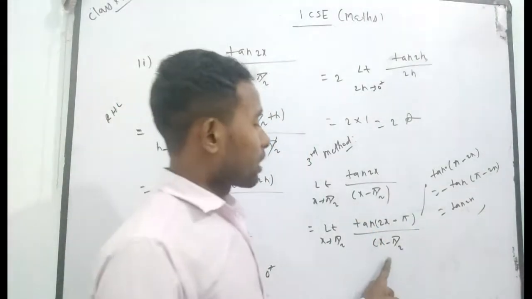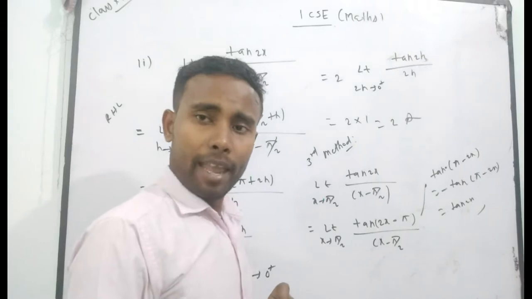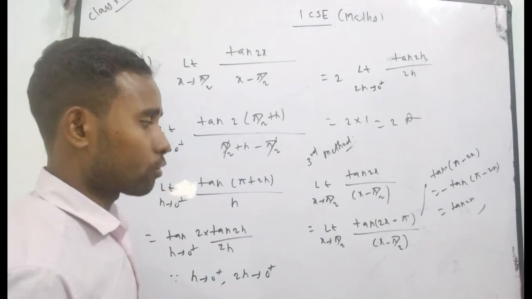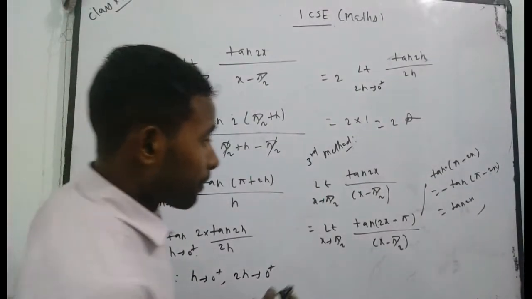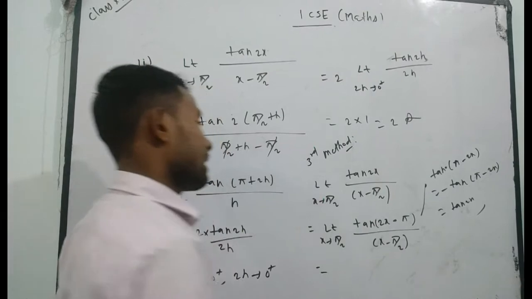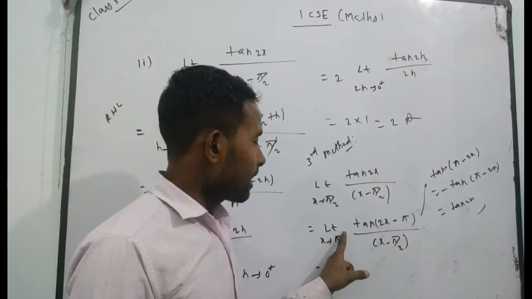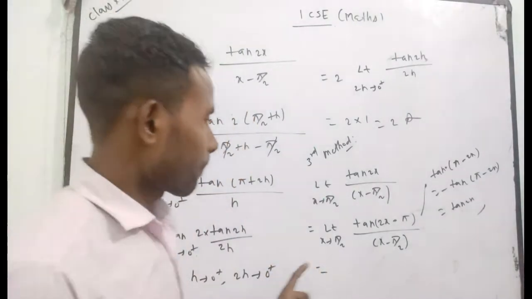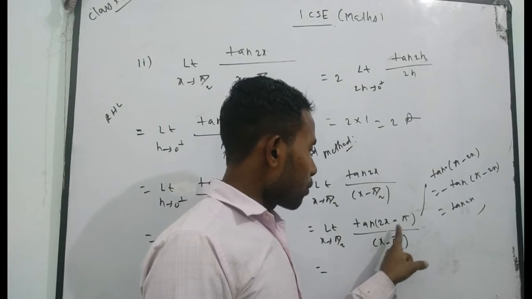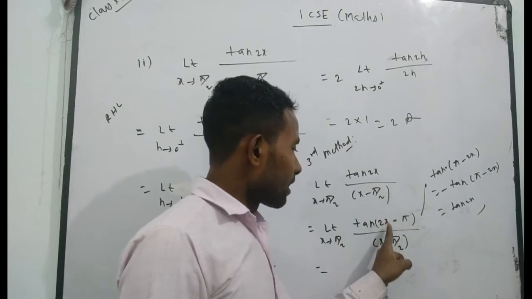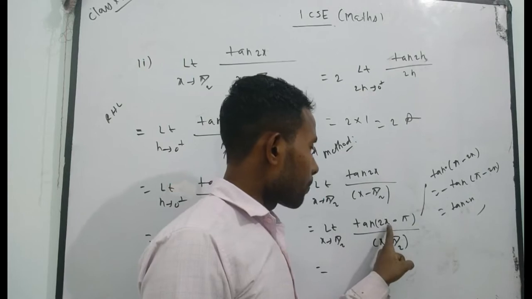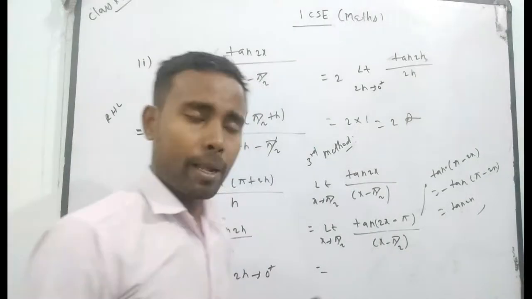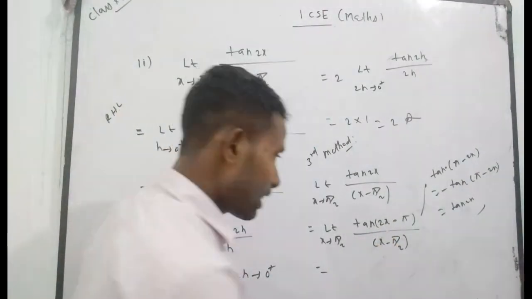Now in the denominator you get x minus pi by 2. Now if there is x minus pi by 2, again, you see here x approaches pi by 2. That means 2x approaches pi, because if 2x approaches pi, then it becomes tan x by x.